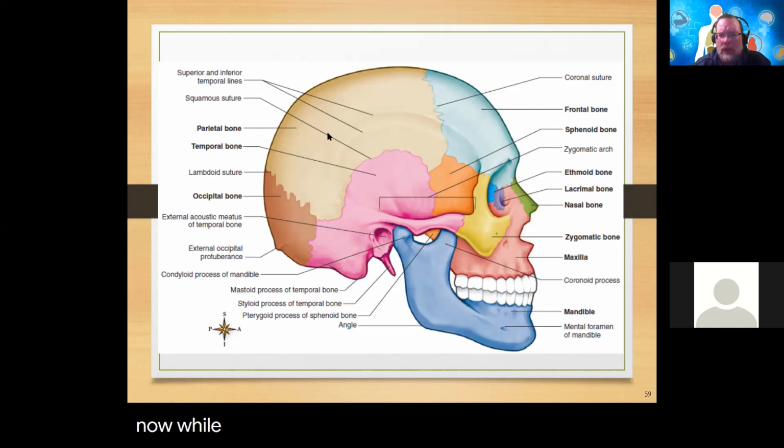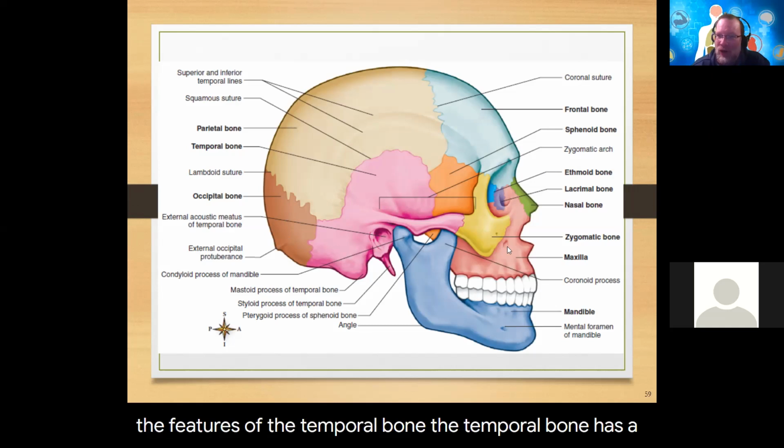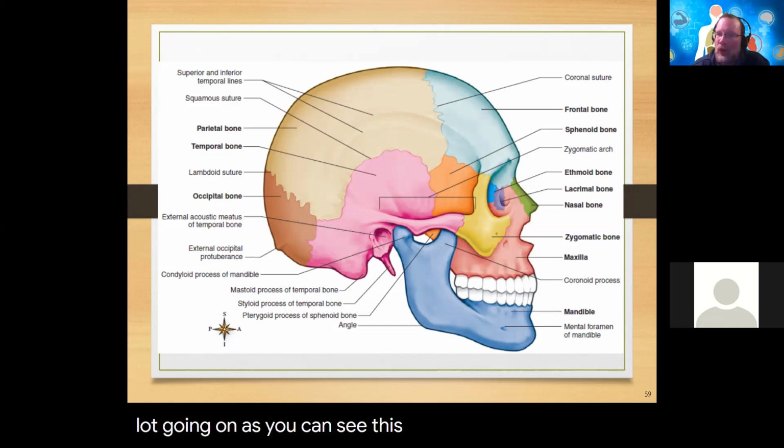Now, while we're on this spot, you can see from here the parietal bone doesn't have much going for it other than it's a very centralized spot for all of these other cranial bones or skull bones to connect. The occipital we'll look at a little more closely in a few minutes, but this is a good time to take a peek at some of the features of the temporal bone. The temporal bone has a lot going on. As you can see, this color-coded skull is nice.